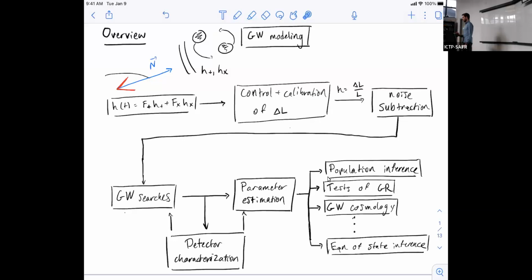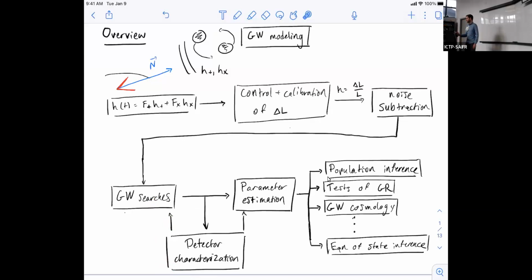On top of that, there's a fairly large effort of detector characterization. These are teams of people that investigate the properties of the detector data and the properties of detector noise. They identify instrumental transients, I'll talk about in a little while. And this feeds back into the searches and the parameter estimation in order to help us do a better job of accounting for unexpected sources of noise when we do the searches and when we do the parameter estimation.